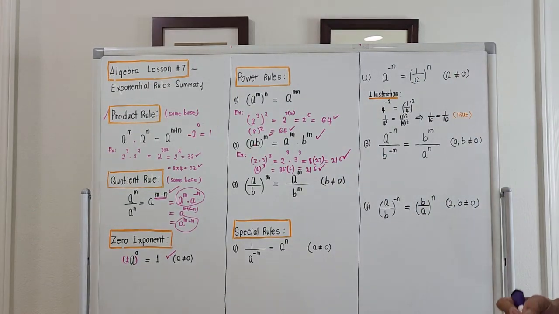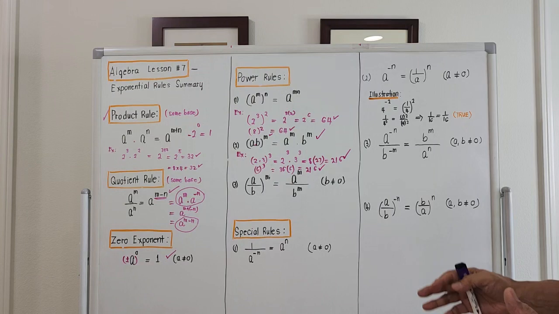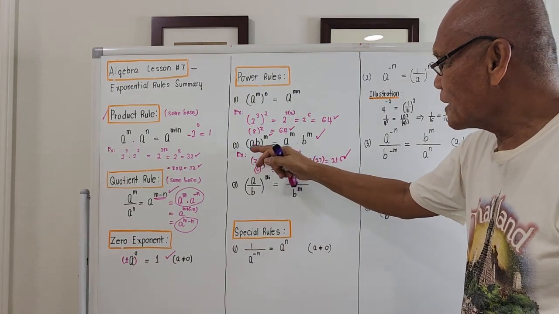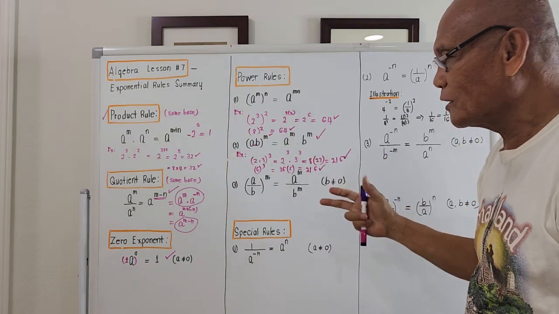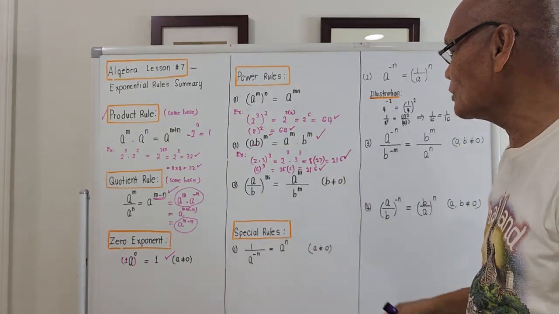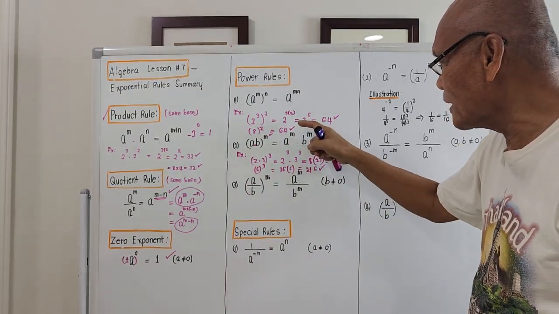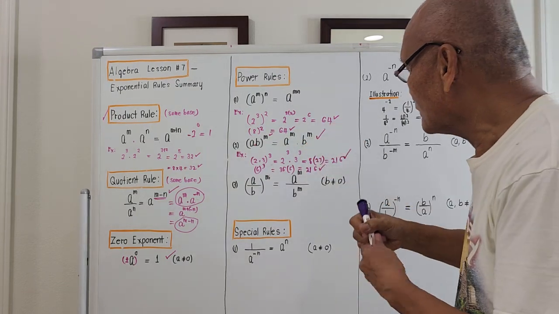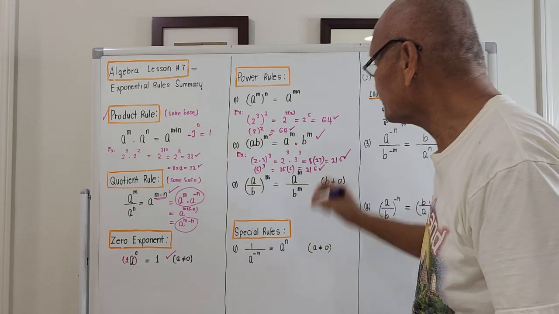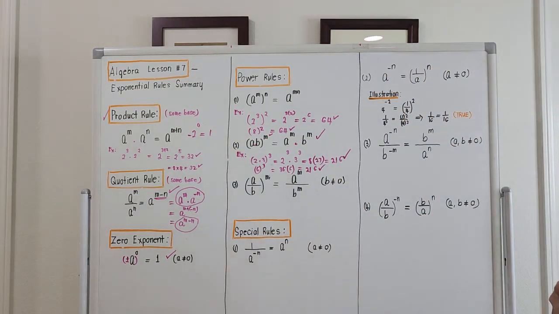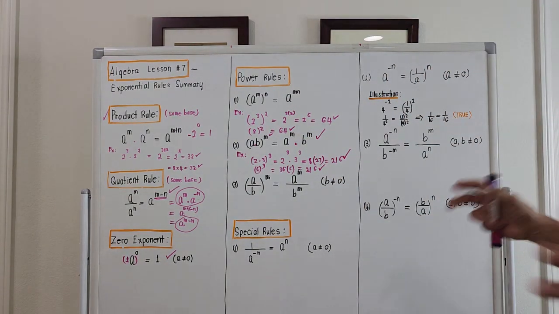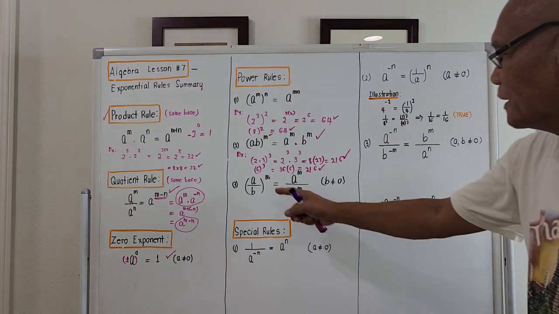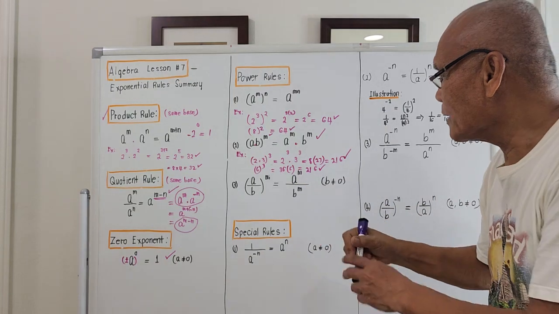But I am emphasizing here that under power rules number 2, the product of 2 bases, ab raised to m, should be equal to, if we try to take the simplification of this, the first base raised to m times the second base raised to m. The operation is multiplication. As simple as that one. Third one. The third one will be the ratio a over b raised to m.